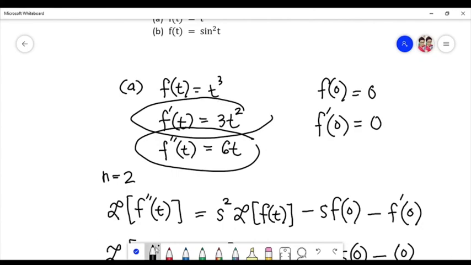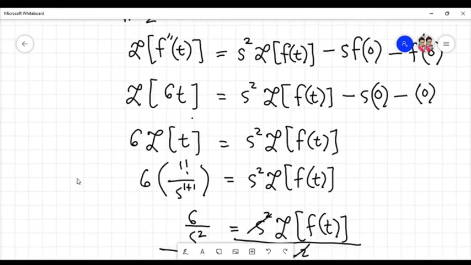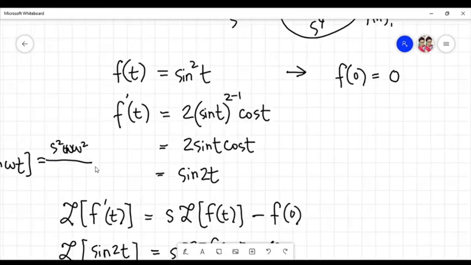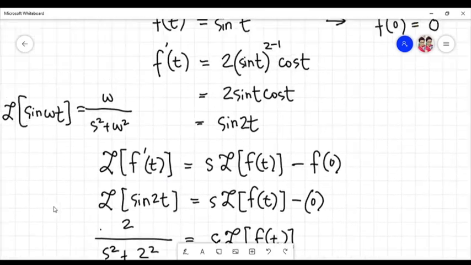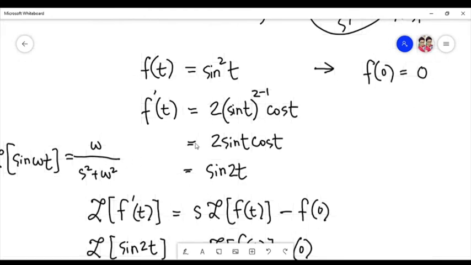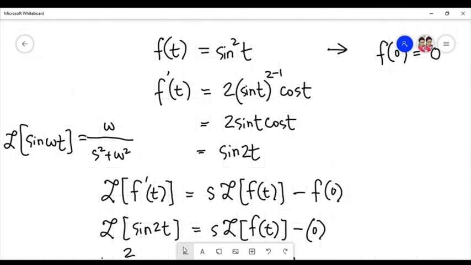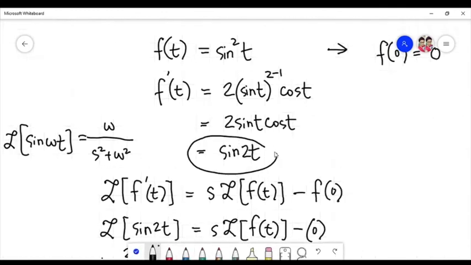In this case, the second one, we already stopped with the first derivative, because the first derivative is already enough. We can already take the Laplace transform of the first derivative in this case. So that's it.